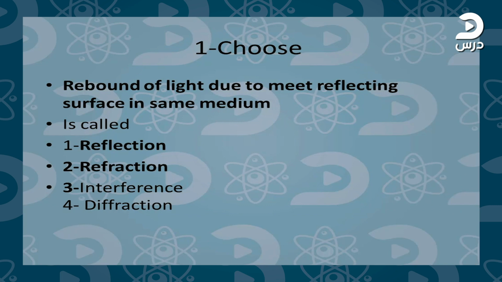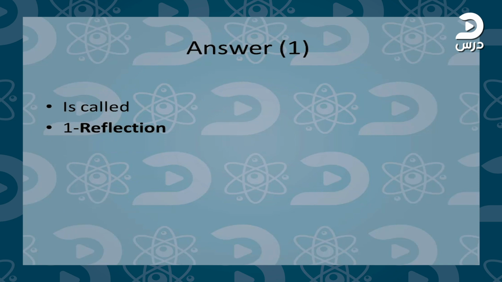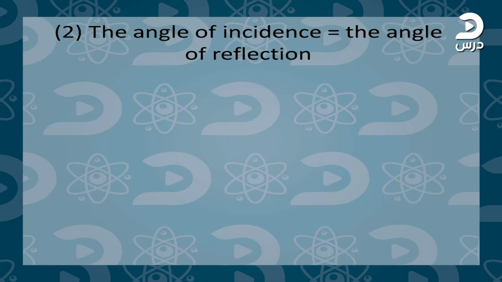Questions number 1. Rebound of light due to meet reflecting surface in the same medium. هل ده reflection ولا refraction ولا interference ولا diffraction؟ طبعا ده is called reflections of light. يبقى reflections هو rebound of light due to meet reflecting surface.